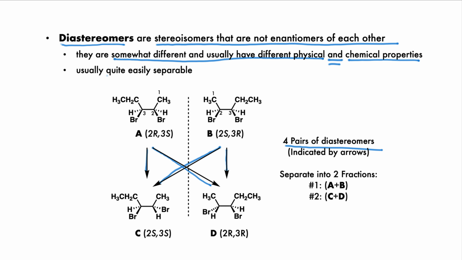Because they have different physical properties, diastereomers can usually be quite easily separated from each other. Recall, enantiomers can't be separated at all using regular methods because they have identical physical properties. If you have a mixture of all 4 of these stereoisomers, you can separate them into 2 fractions. One fraction is the enantiomeric pair A and B, and the other fraction is the enantiomeric pair C and D.